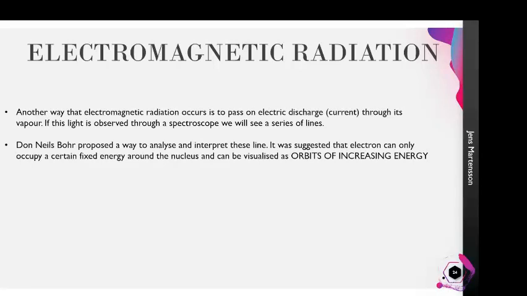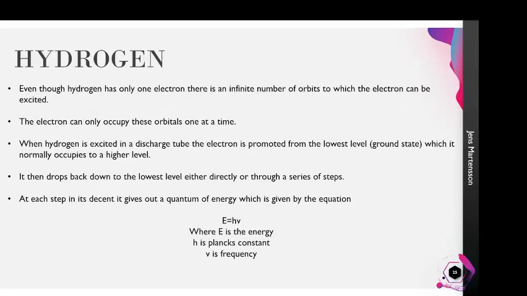Alright, so our first example will obviously be the simplest example that we can use, and that would be hydrogen. Hydrogen has only one electron. However, hydrogen has an infinite number of orbitals. Even though we have one electron, the electron can still be excited and can still occupy these orbitals. Obviously only one orbital at a time, since it's a fixed place that it has to be in.